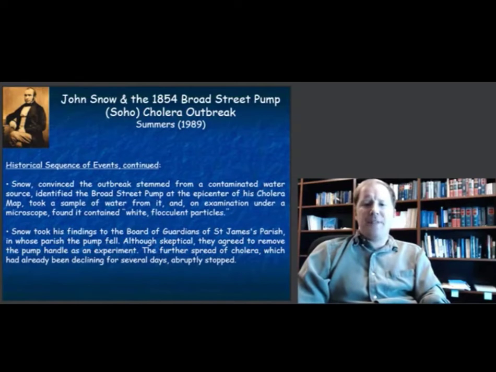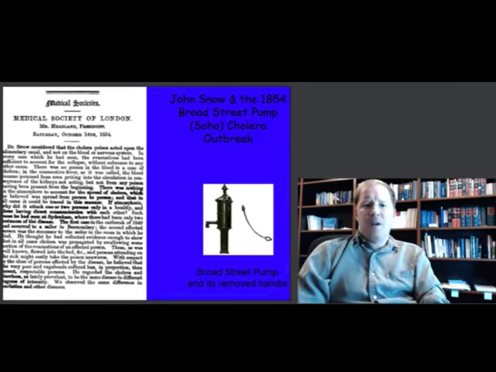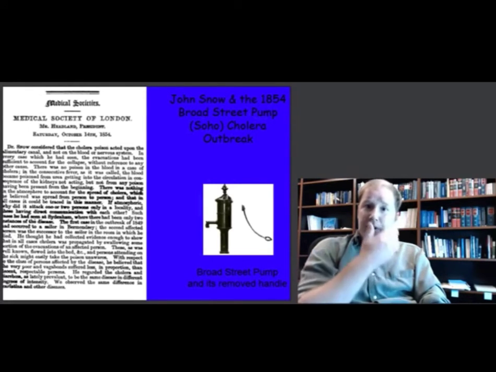Although the spread of cholera had been declining for several days, potentially because so many people who had been drinking from the pump were already dead, it abruptly stopped as soon as that pump handle was removed. This is the medical article in the Medical Society of London that wrote up the details of Dr. Snow's study, and here's the actual Broad Street pump and its handle that was removed during the outbreak. So here you have the story of John Snow, using observational science in order to reach a conclusion.